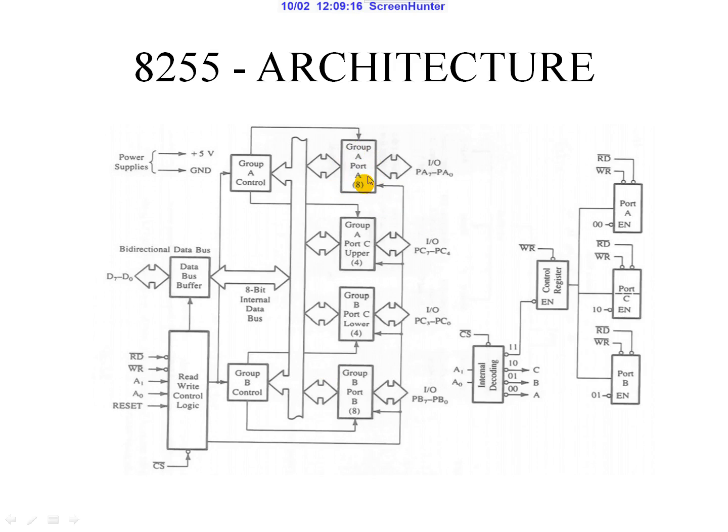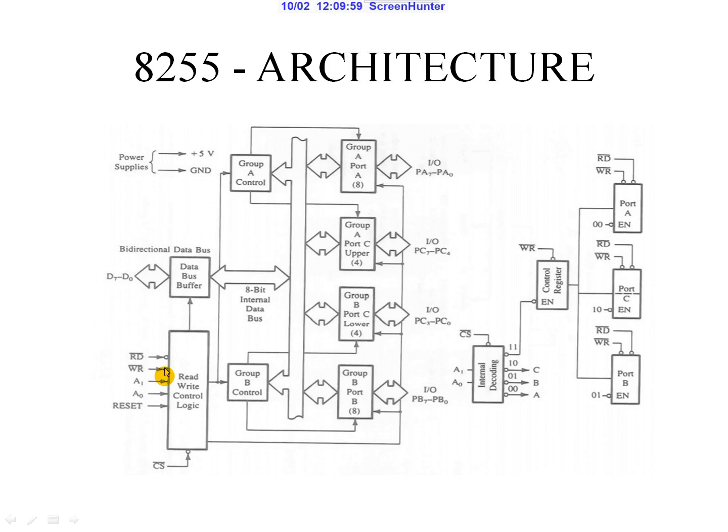So this is the internal architecture diagram of the 8255. Here you can notice that group A has port A and port C's upper pins, and group B has port C's lower pins and port B's pins. Here you have the control blocks for group A and group B separately, and these control operations are controlled by the read and write control logic. Here you also have the control register.